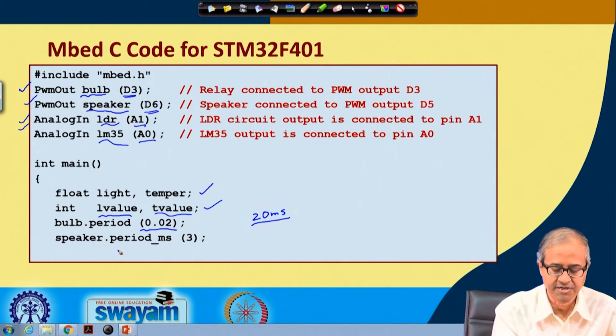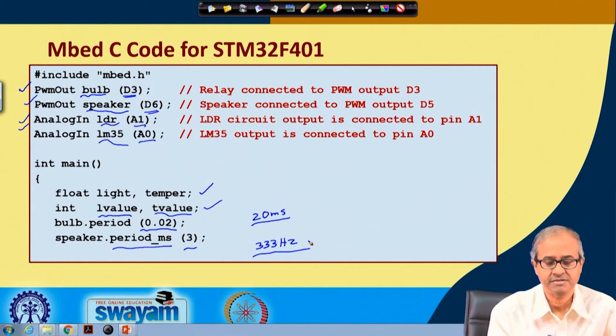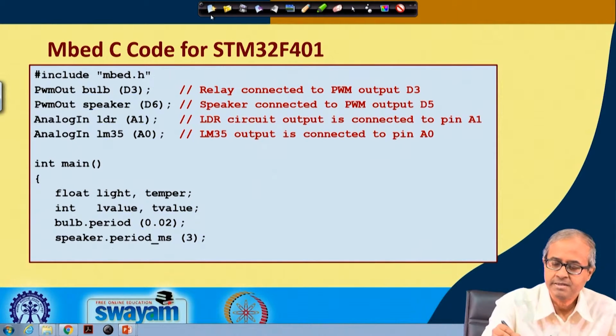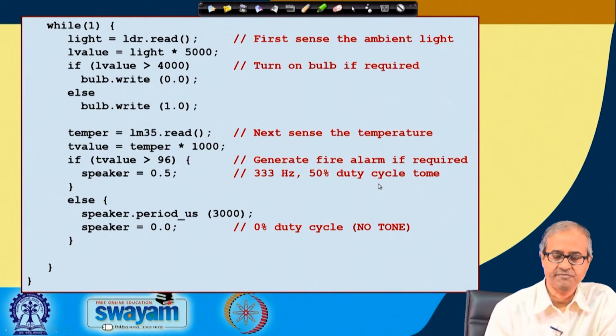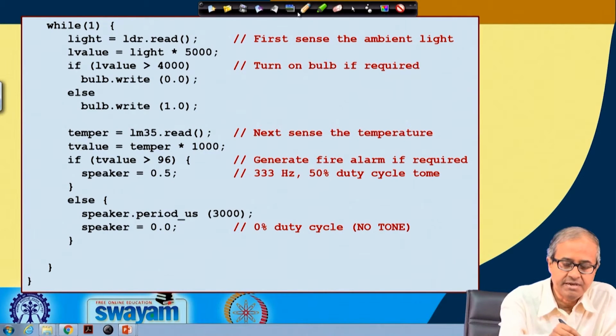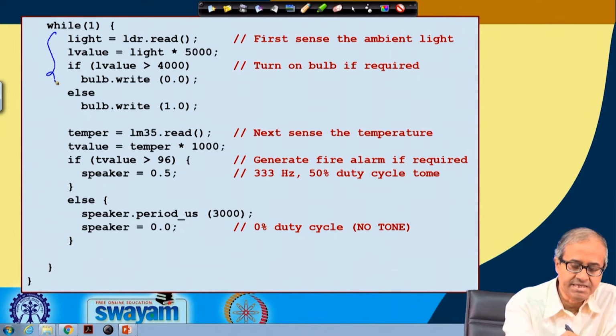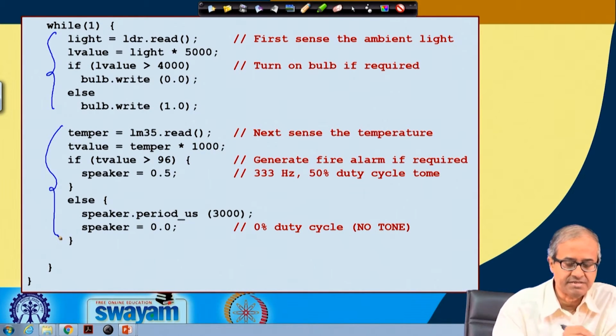We have called the function period ms, where we can specify the time in milliseconds. 3 millisecond means approximately 333 hertz of frequency will be played on the speaker. Okay. Then let us come to the rest of the main function. So, in a repetitive while loop, we are checking the light here, we are checking the temperature here.